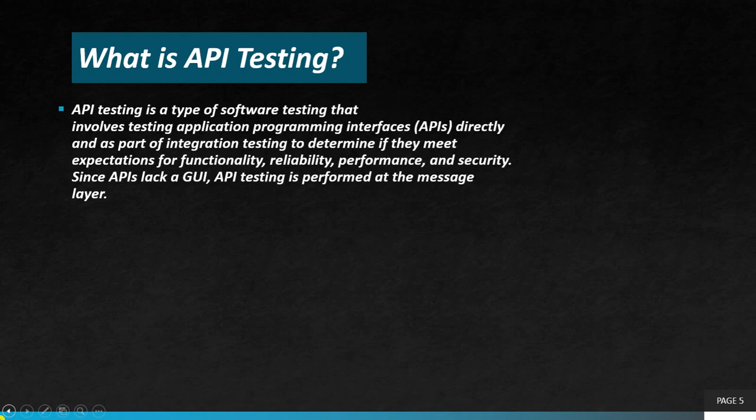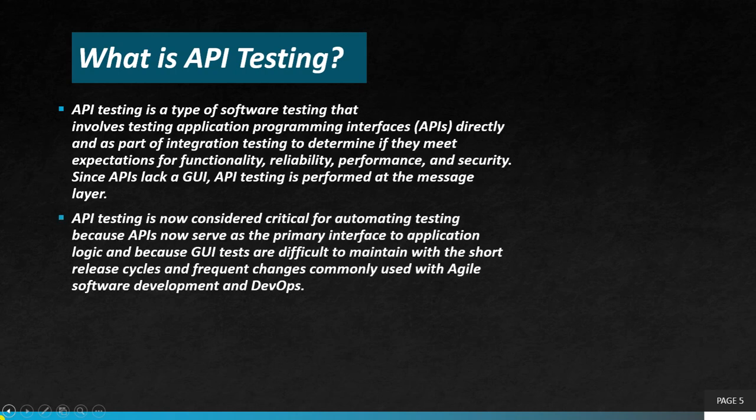API testing is a type of software testing that involves testing application programming interfaces directly and as part of integration testing to determine if they meet expectations for functionality, reliability, performance, and security. Since APIs lack a GUI, API testing is performed at the message layer. API testing is now considered critical for automating testing because APIs now serve as the primary interface to application logic, and because GUI tests are difficult to maintain with the short release cycles and frequent changes commonly used with agile software development and DevOps.